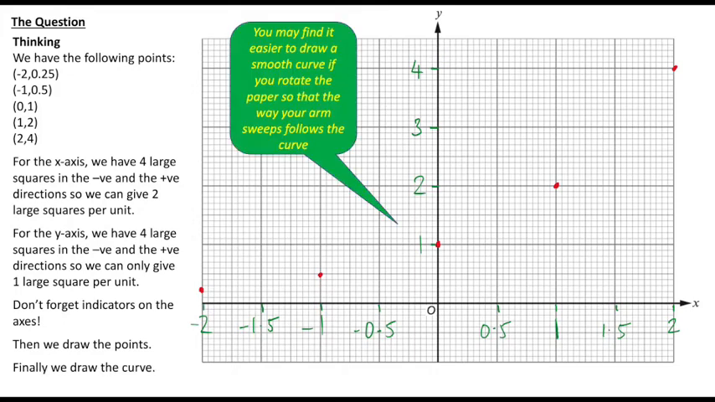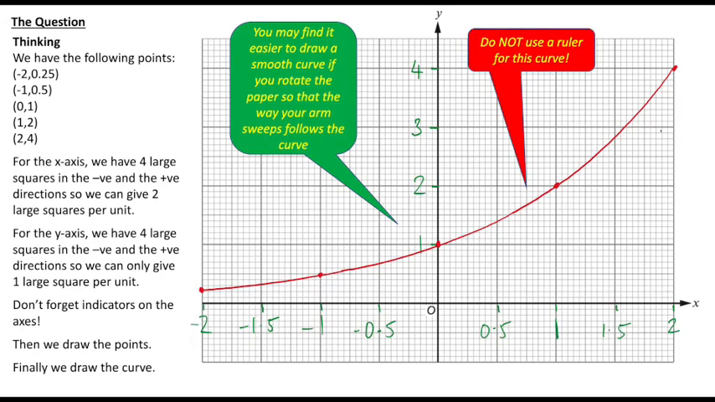And then finally we need to draw the curve, and some people find it easier to draw a smooth curve if you rotate the paper sort of upside down, and then the way your arm sweeps round will follow the curve. You may want to give that a try. And there we have the curve drawn. And one really important thing to remember is don't use a ruler when you're drawing curves. Otherwise, it's not a curve.